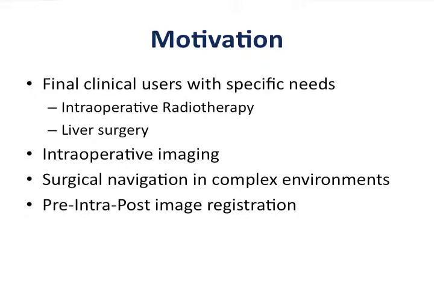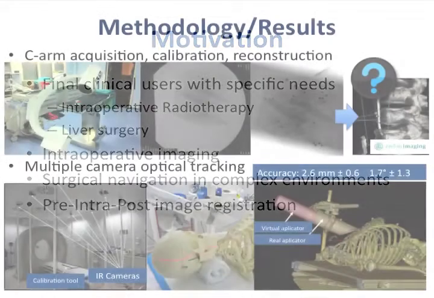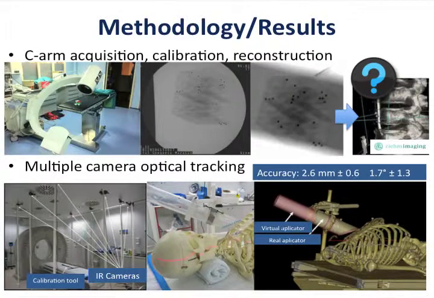They are users of intraoperative radiotherapy and also liver surgery, and they have some demands on intraoperative imaging, surgical navigation, and image registration. Regarding intraoperative imaging, for instance, for intraoperative radiotherapy, what they would like to have is some kind of 3D imaging with attenuation information inside the operating room. So one solution is to use C-arms with 3D reconstruction.